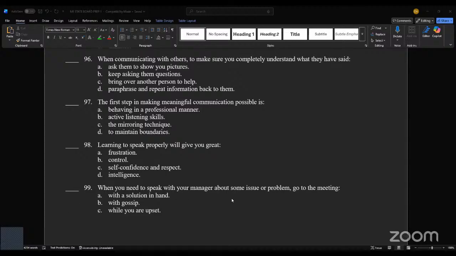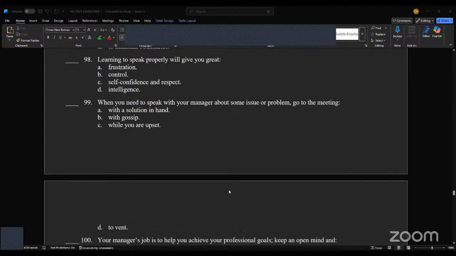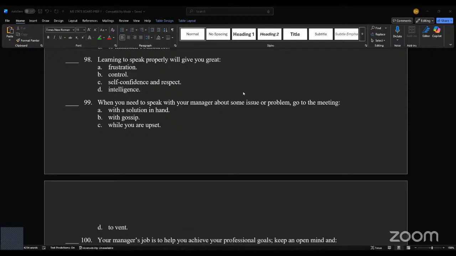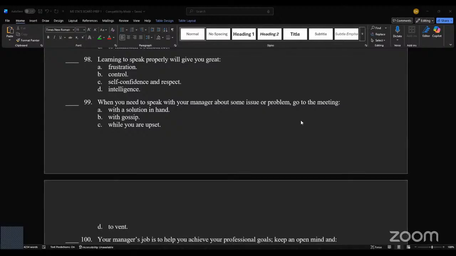99, when you need to speak with your manager about some issue or problem, go to the meeting with a solution in hand, with gossip why you are upset, and to vent. And 99 is A, with a solution in hand. I'm coming in with a way we can solve the problem. So when you speak to your manager about some issue or problem, I've learned to come in with something on the table. Okay. Build your value in a company or corporation or educational institution by solving the problem. Even if your idea does not go past the table, you brought something to the table as a problem solver.